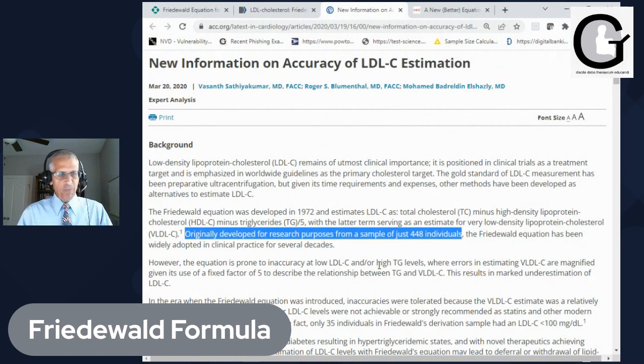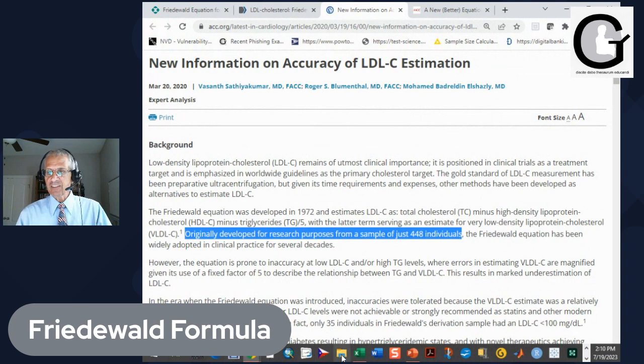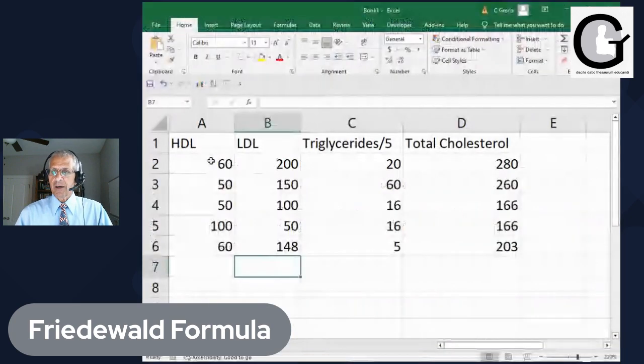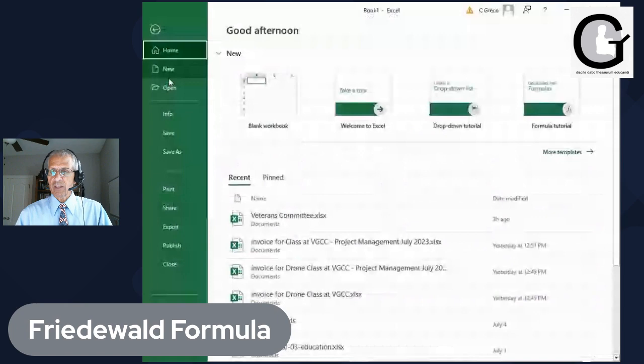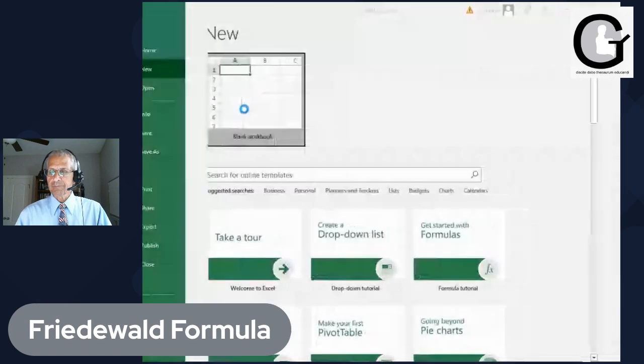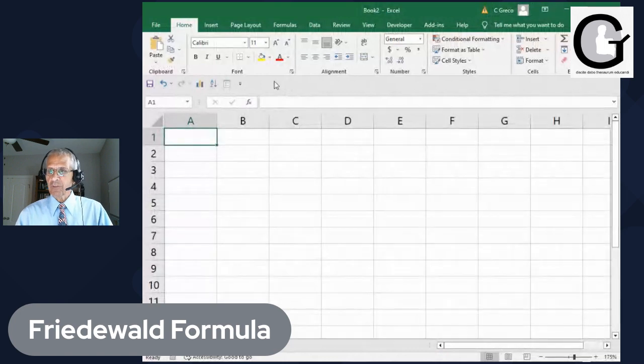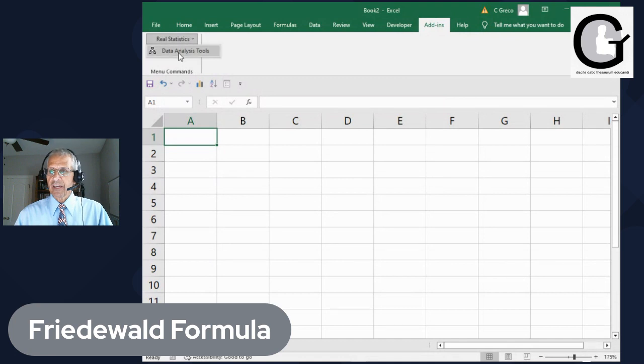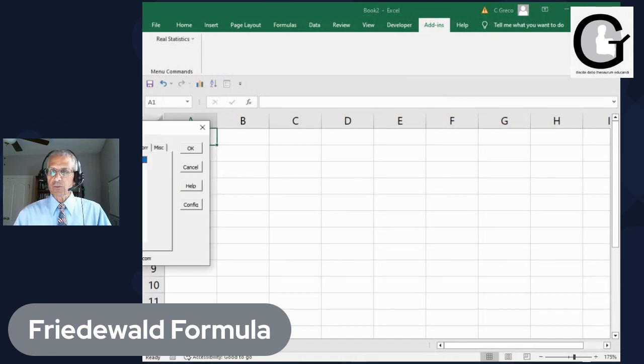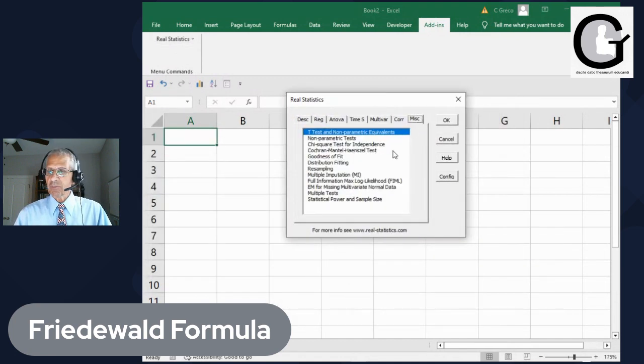We have gone over this before. If the sampling is not good, then we have an issue when it comes to anything else. And this can be checked by doing a new analysis in a new area. What we're going to talk about is the add-ins. So we're going to go to the add-ins and Real Statistics. And when we do the data analysis tools, we go to miscellaneous.